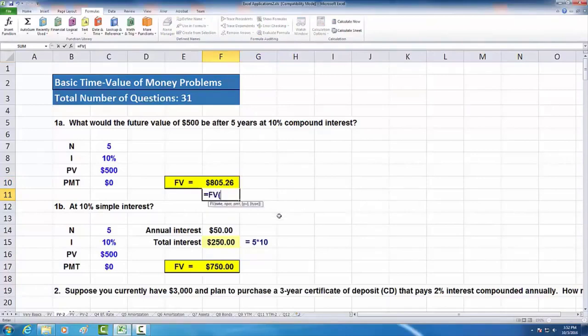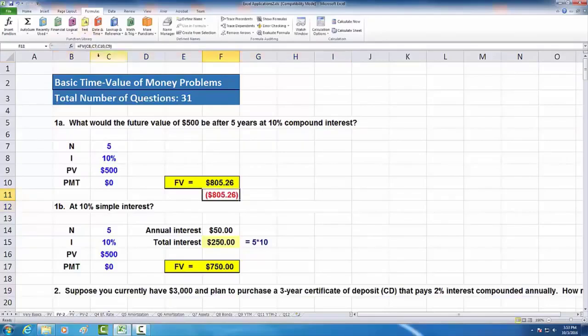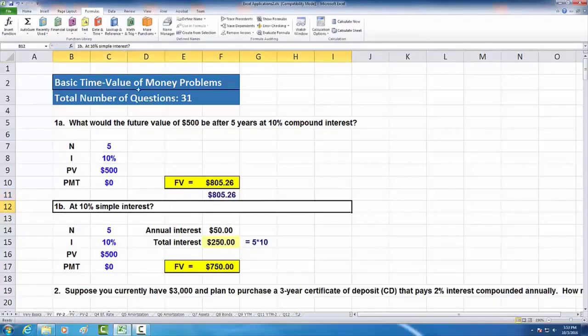FV, open the parentheses, what's the rate? The rate is 10%. What's the number of periods? 5 years. What is the payment? We didn't make any payment, so you can choose 0 from here. What's the future value? Present value, it's $500. Close the parentheses. You have the answer. I again made the same mistake, so this has to be minus just because you pay that money. Okay, we have the answer here.